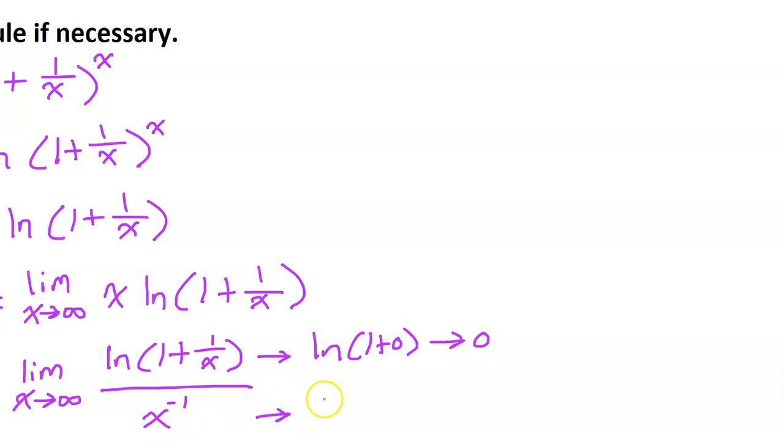X to the -1 power is the same as 1 over x. As x approaches infinity, the denominator is getting larger and larger, so the overall value of the fraction is getting smaller and smaller and approaching 0. So the numerator and denominator are indeed both approaching 0. You don't have to show all of that work. You can do that in your head, but you do have to indicate that the numerator is approaching 0 with an arrow, and you must indicate that the denominator is also approaching 0 with an arrow.